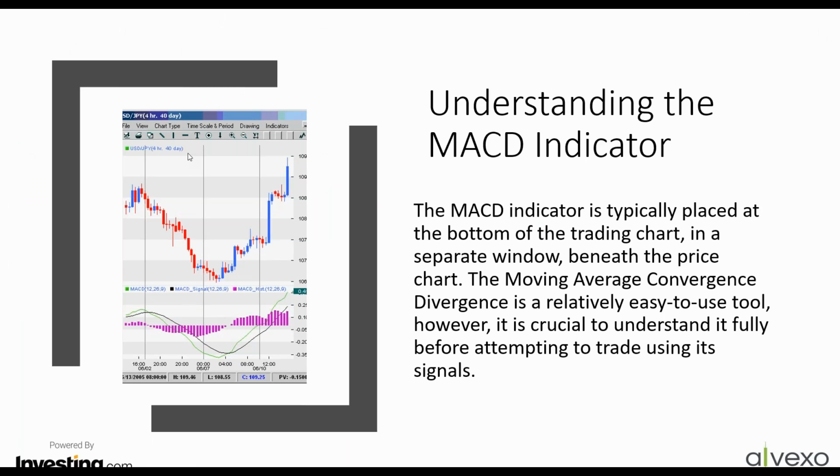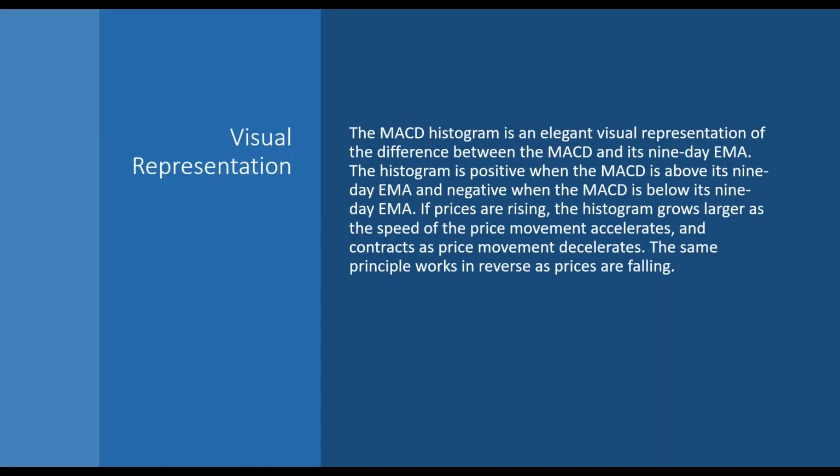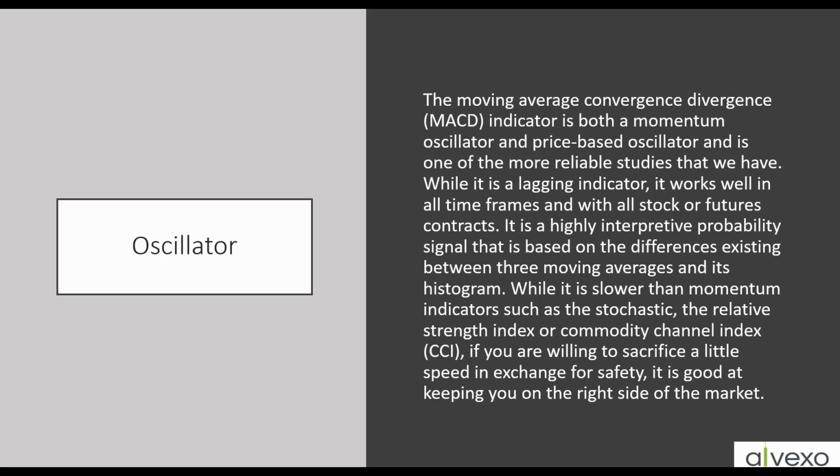So the MACD indicator is typically placed at the bottom of your chart in a separate window, as you saw. And the MACD histogram is an elegant visual representation of the difference between the MACD and its 9-day EMA. The histogram is positive when the MACD is above its 9-day EMA and negative when the MACD is below its 9-day EMA. If prices are rising, the histogram grows larger as the speed of the price movement accelerates. So when you see that big green mountain forming or the big red valley forming, it's telling you the speed of the market. And it contracts as the price movement decelerates.